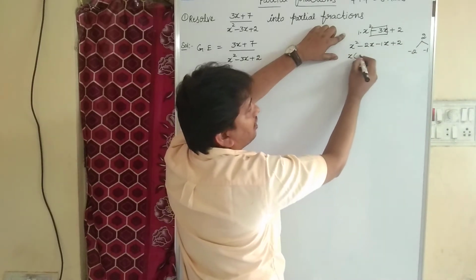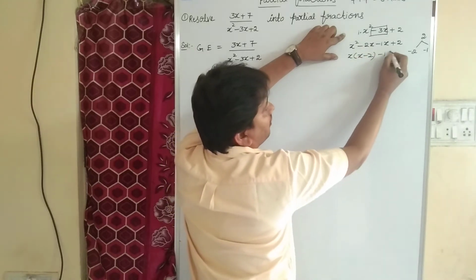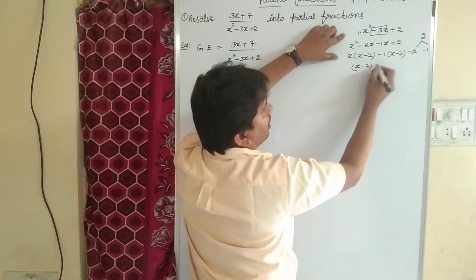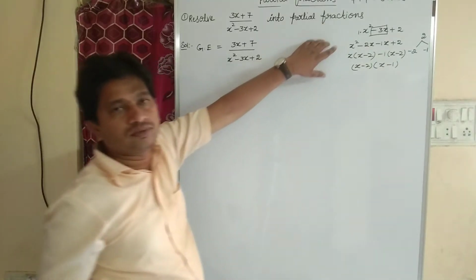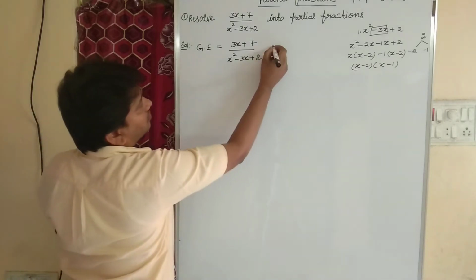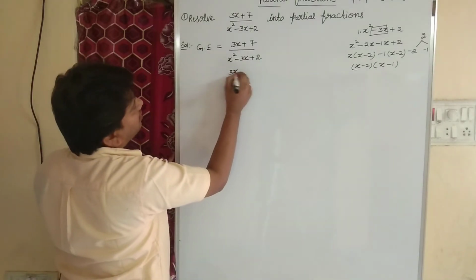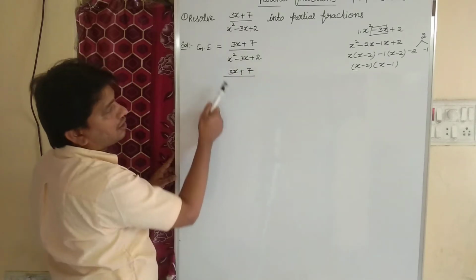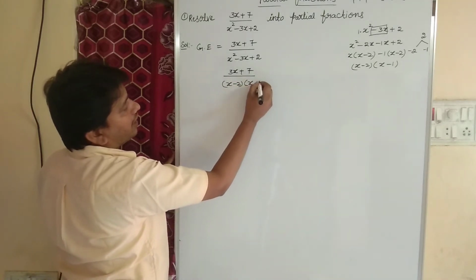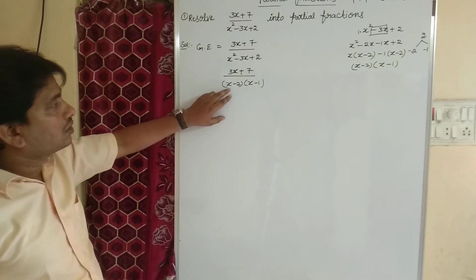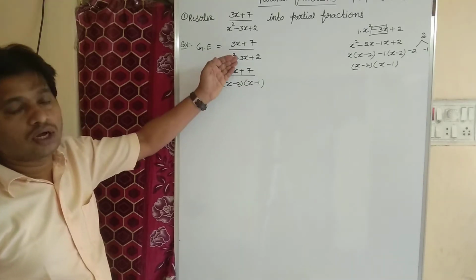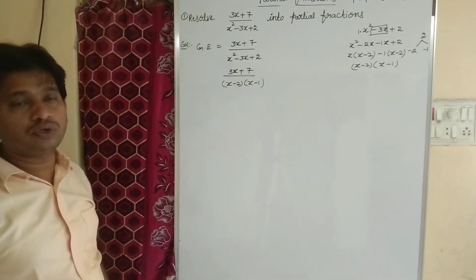If I take x as common, I will get x minus 2. If I take minus 1 as common, x minus 2. Now if I take x minus 2 as common, I will get x minus 1. Right? So this general equation, 3x plus 7 divided by x square minus 3x plus 2, I can write as x minus 2 into x minus 1. Children, did you understand how x minus 2 into x minus 1 came? After finding the factors of x square minus 3x plus 2, we got x minus 2 into x minus 1.